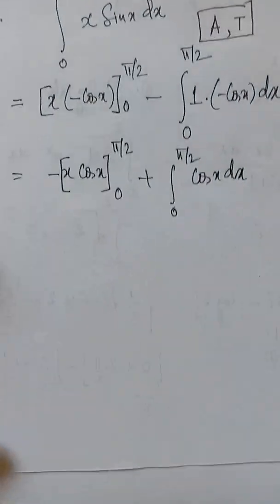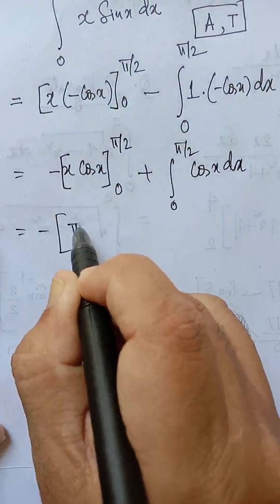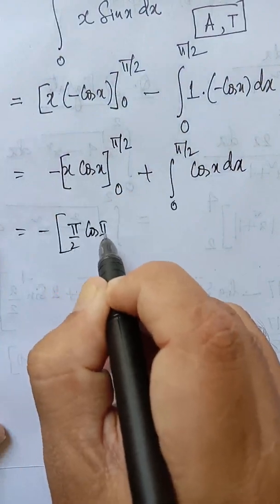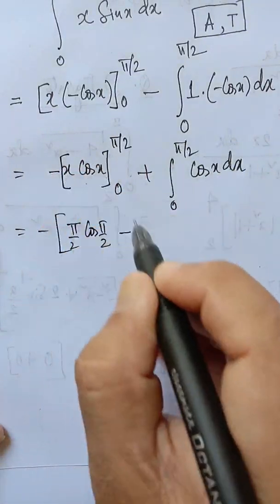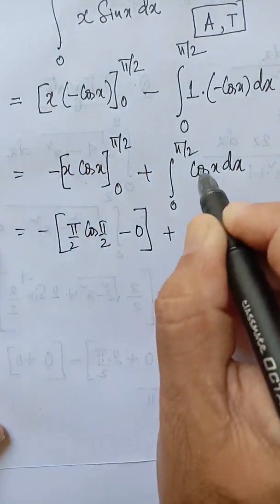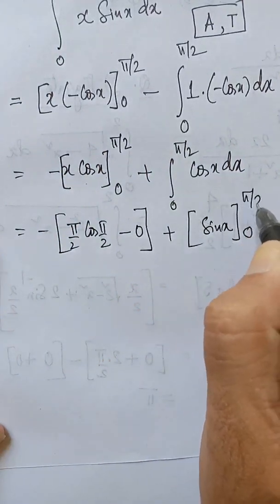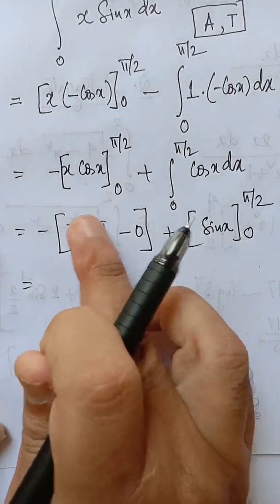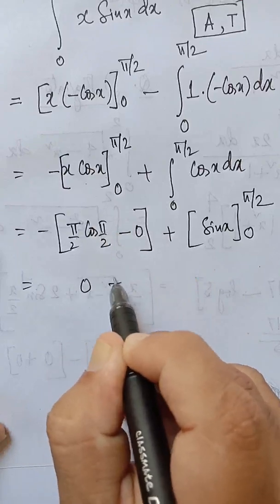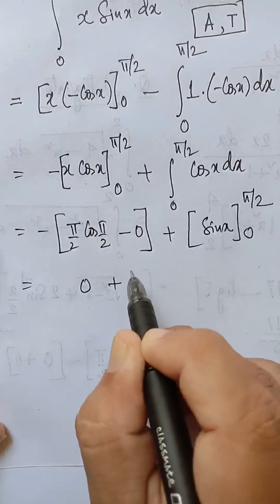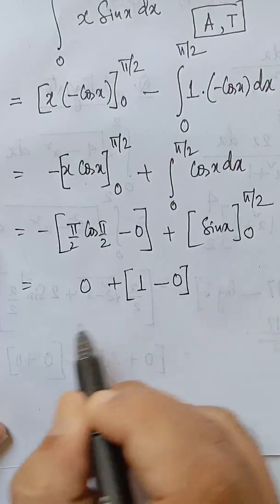We will put x equal to pi by 2. So if we put x equal to pi by 2, it will be pi by 2 into cos of pi by 2, minus, if we put x equal to 0, it will be 0. Integration of cos x is sin x, 0 to pi by 2. Now cos pi by 2 is 0, 0 into this is 0, ultimately both the terms are 0. 0 plus, first we have to put x equal to pi by 2, sin of pi by 2 is 1, minus we will put x equal to 0, sin 0 is 0, so the answer is 1.